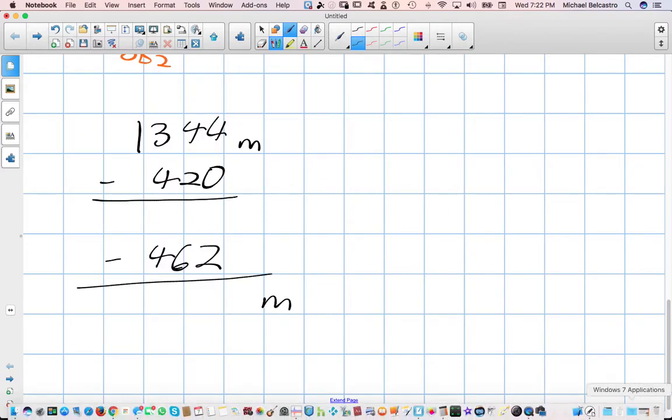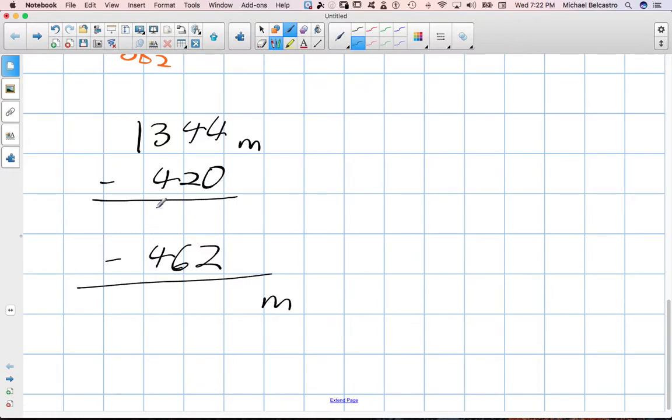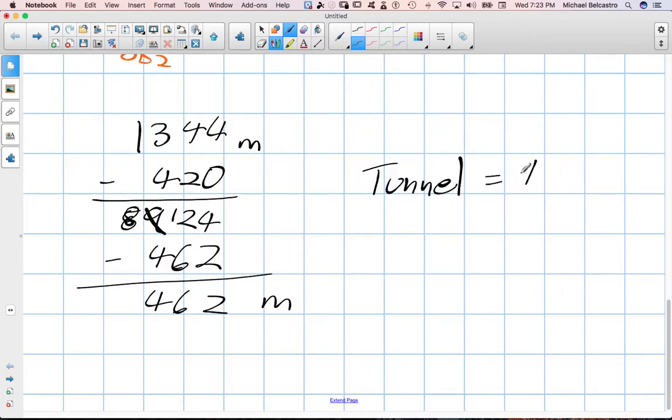So we'll do this as our first step. 1,344 subtract 420 is 924. And then when we subtract this, I think it'll be faster this way. That's not 5. That should be 8, 6, and 4. 462 meters. So our tunnel should be 462 meters, which is the exact distance of the other one.